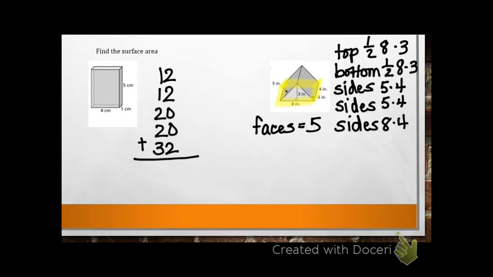Now all we have to do is add them up. All right, I made sure I had 5 numbers to add because I have 5 faces. So 2 plus 2 is 4, 4 plus 2 is 6. 1 plus 1 is 2, 2 plus 2 is 4, 4 plus 2 is 6, 6 plus 3 is 9. And I am measuring in inches, and because it's area, it will always be squared. So our surface area is 96 inches squared.